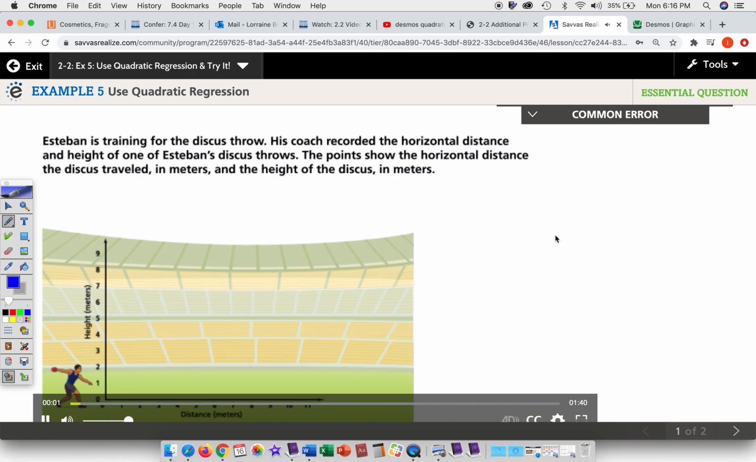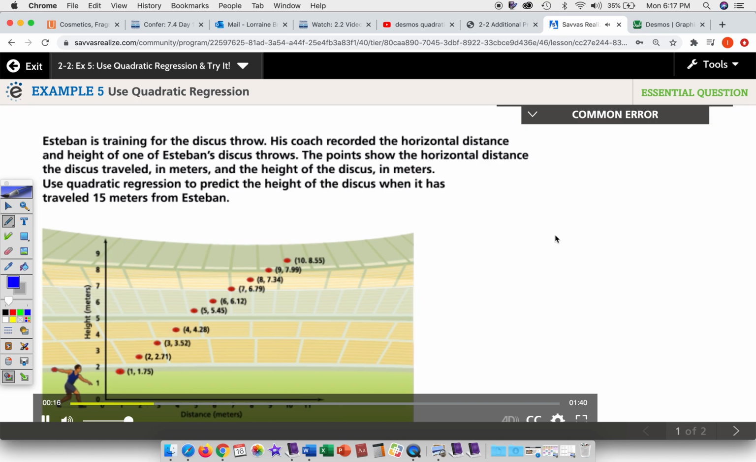Esteban is training for the discus throw. His coach recorded the horizontal distance and height of one of Esteban's discus throws. The points show the horizontal distance the discus traveled in meters and the height of the discus in meters. Use quadratic regression to predict the height of the discus when it has traveled 15 meters from Esteban.